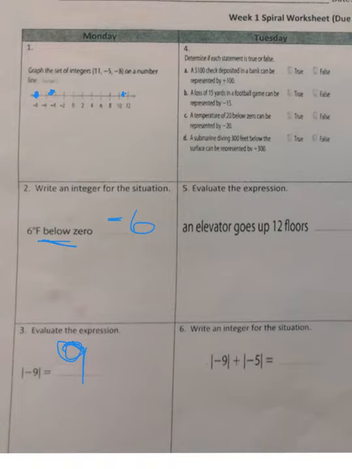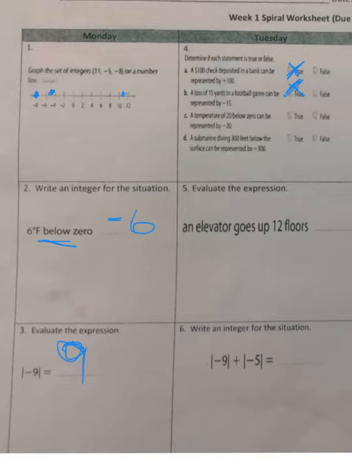Number 4, determine if each statement is true or false. A, a $100 check deposited into a bank can be represented by +100, positive 100. That is true because deposit is a positive thing and it means that your bank account is going to grow. B, a loss of 15 yards in a football game can be represented by -15. That is true because the word loss is negative, so it's going to be a negative integer.